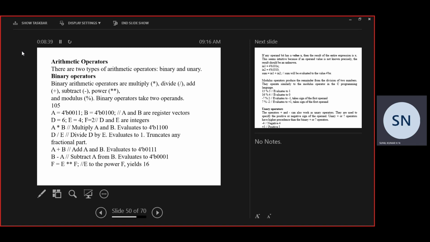So A into B will be having 12 as the result. So that is what the multiplication operation. Now D divided by B. D is equal to 6, E is equal to 4. So when you provide the divide operation, what is the quotient you will be getting?